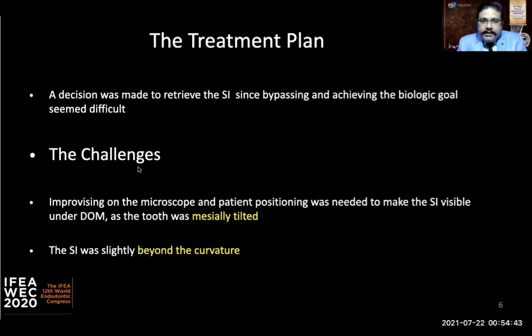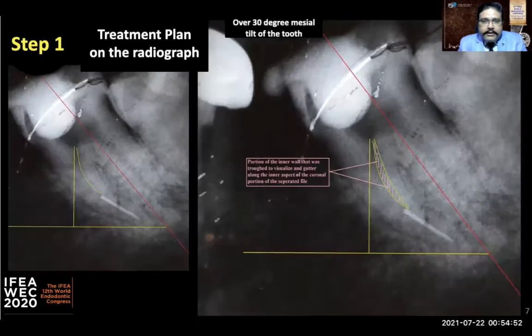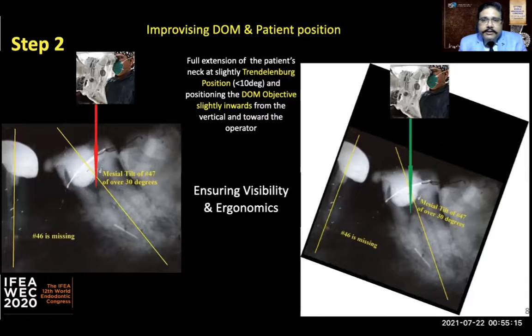But the two challenges were obvious: the exceedingly mesial tilt of the tooth, and initially the file was beyond the curvature and not visible under the dental operating microscope. The treatment plan was drawn on the radiograph. This was the curvature of the canal till the coronal end of the separated file, and it was perceived that this much amount of the radicular dentin had to be removed to make the separated file visible under the microscope. And all things were getting complicated because of this exceedingly mesial tilt of the tooth.